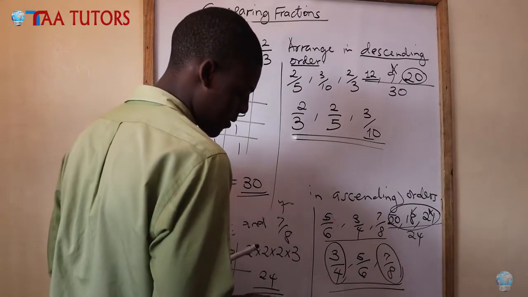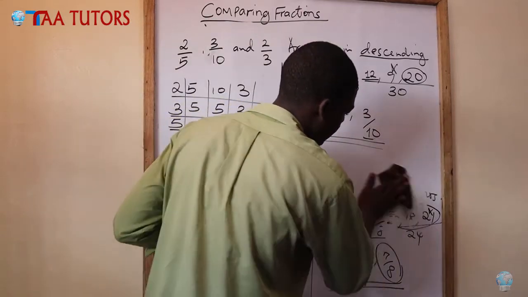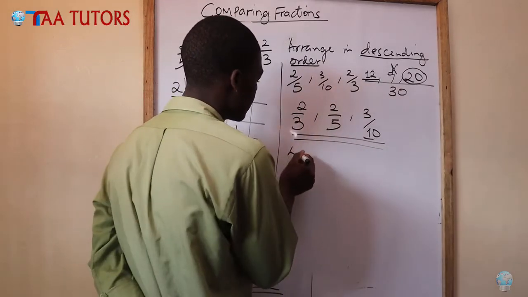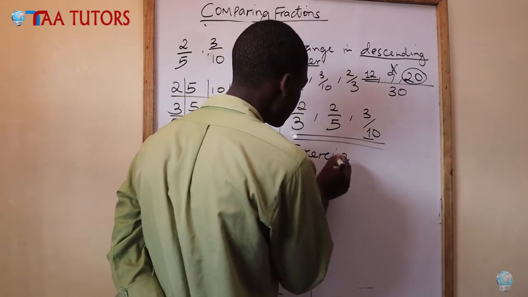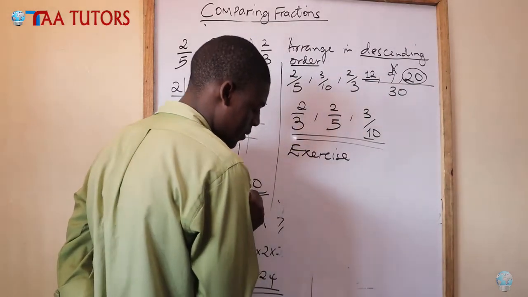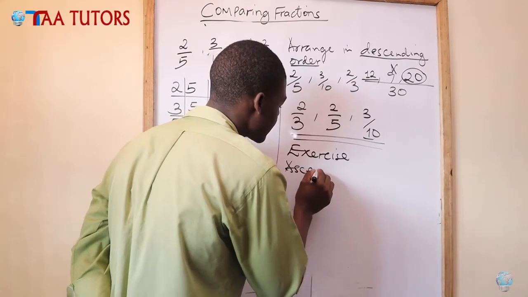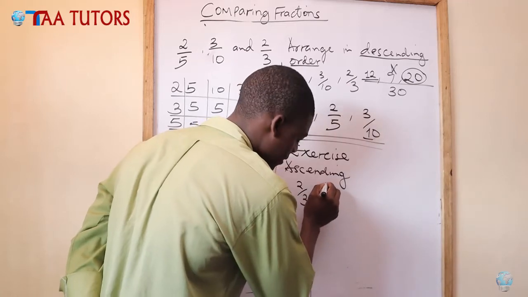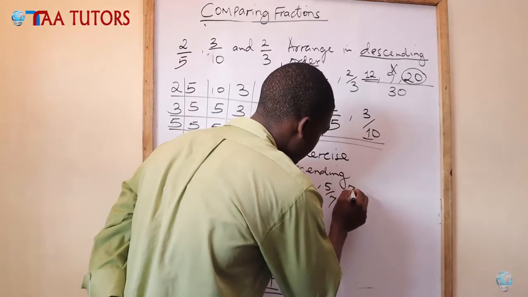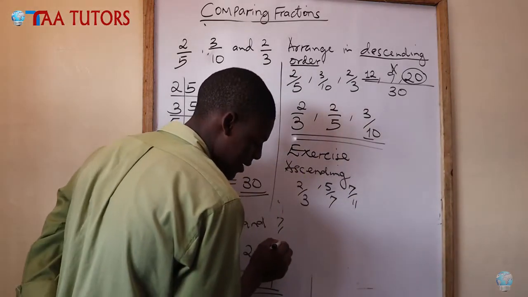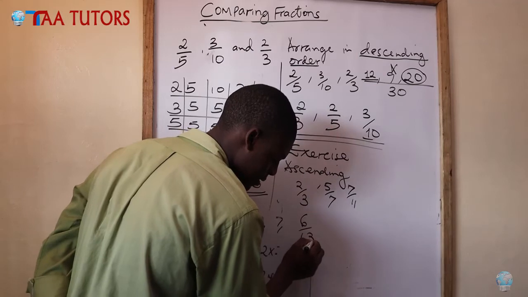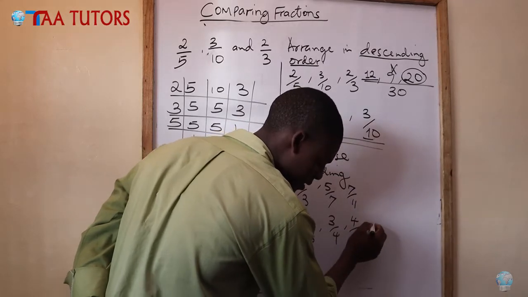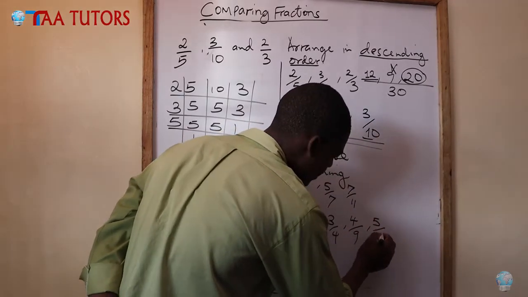I'll move to do the next thing. Just before I go there, you may try this at home. After you've listened to the lesson, you may test yourself. So I'll say exercise. The first one will be ascending order. You arrange in the ascending order. You will have 2 over 3, 5 over 7, and 7 over 11. Then next you will have 6 over 13. You have 3 over 4, 4 over 9, and 5 over 8.